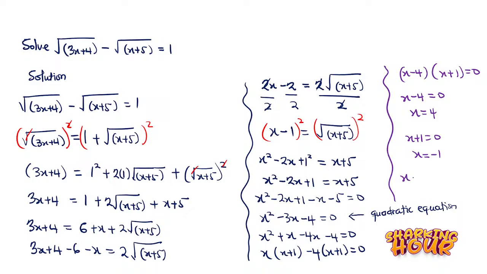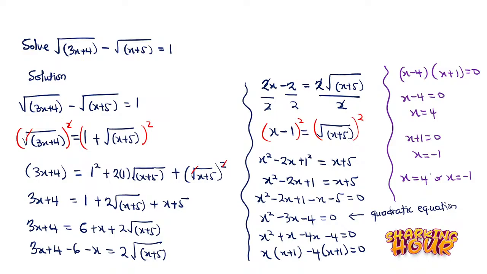So the two values of x are either x is equal to 4 or x is equal to negative 1. So these are the two values that can satisfy this particular equation. Now, x is equal to 4 is the solution since it satisfies the original equation. However, x is equal to negative 1 is not a solution since it does not satisfy the original equation. Now, why are we saying this?